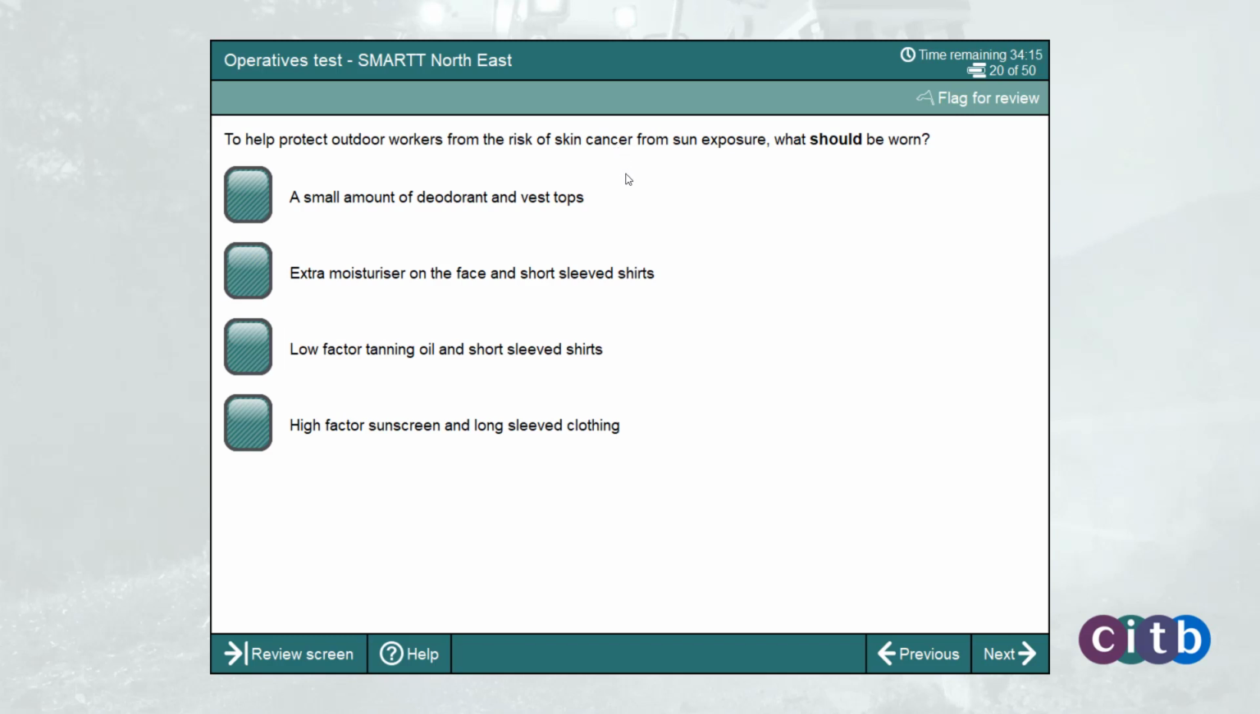To help protect outdoor workers from the risk of skin cancer from sun exposure, what should be worn? A small amount of deodorant and vest tops. Extra moisturizer on the face and short-sleeved shirts. Low-factor tanning oil and short-sleeved shirts. High-factor sunscreen and long-sleeved clothing.